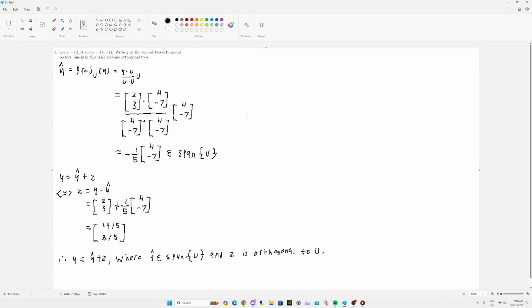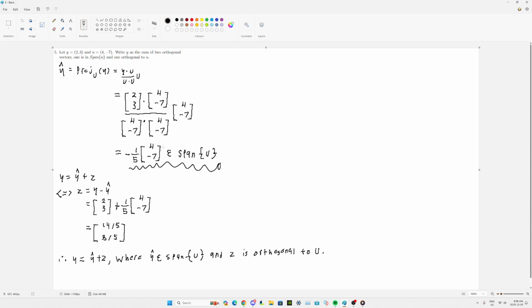Right, y is the sum of 2 orthogonal vectors, one in span u and one orthogonal to u. So once again, this is going to involve the projection. However, we're going to add a little piece to it at the end. We're going to find y hat equal to the projection of y onto u. That's going to give us our first orthogonal vector in the span of u. So plug and play y onto u: y dot u over u dot u times u. This element over here is going to be the element of our span.